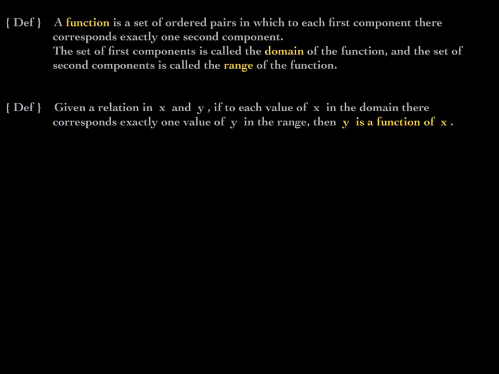Now, one more definition before we look at an example. Given a relation in x and y, if each value of x in the domain corresponds to exactly one value of y in the range, meaning every x goes to exactly one y, then we can say y is a function of x. So basically, this phrase, y is a function of x, means every x goes to exactly one y.